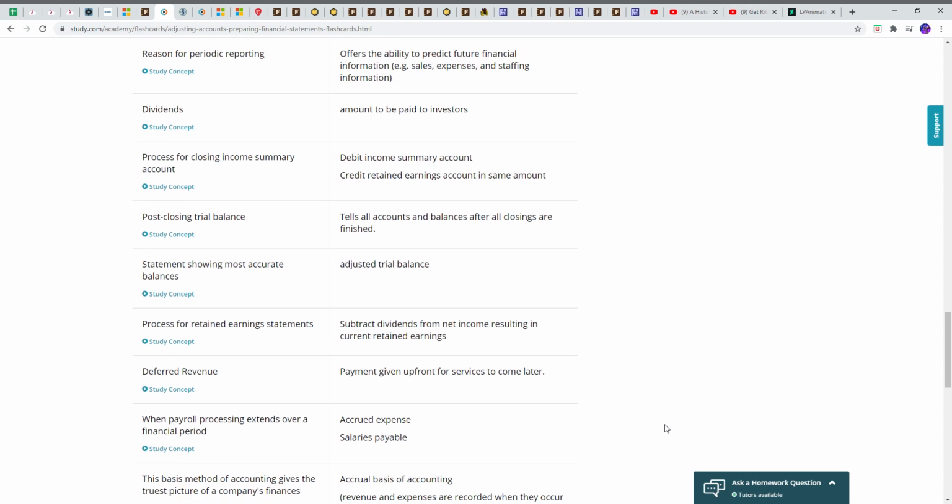Process for closing the income summary account: debit the income summary account and credit the retained earnings account in the same amount.